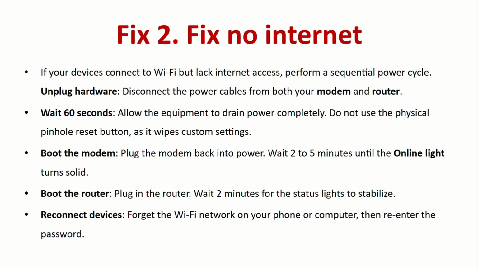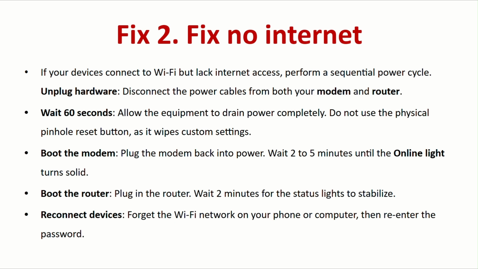Fix 2. Fix no internet. If your device connects to Wi-Fi but lacks internet access, perform a sequential power cycle. First, disconnect the power cable from both your modem and router. Now, wait for 60 seconds. Allow the equipment to drain power completely. Do not use the physical pinhole reset button, as it wipes custom settings.